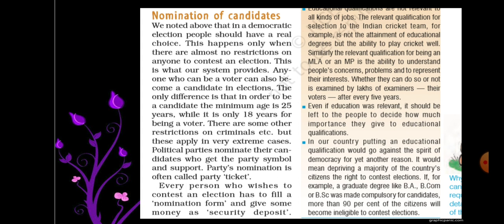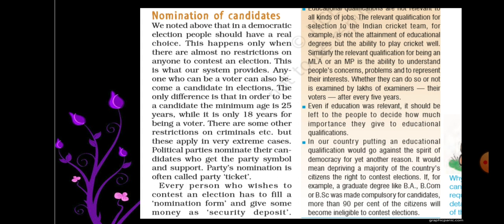Political parties nominate their candidates, who get the party symbol and support. The party's nomination is often called the party ticket. So what is a party ticket? The party's nomination is often called the party ticket.